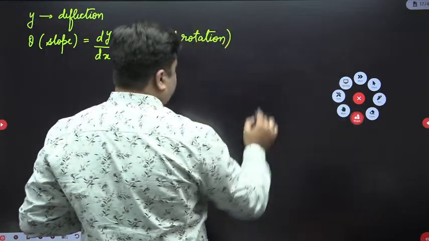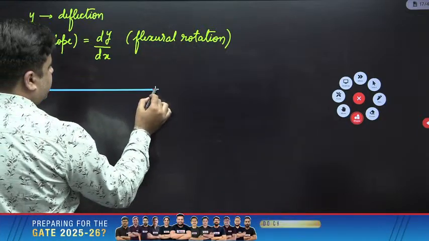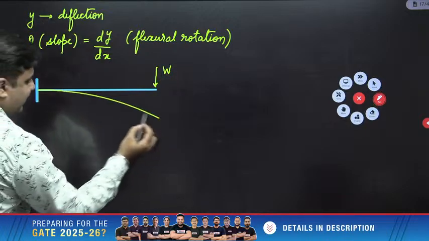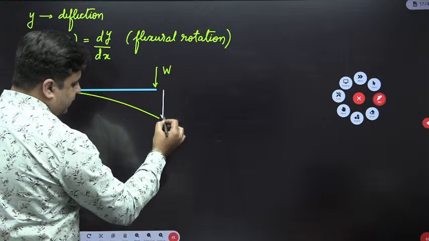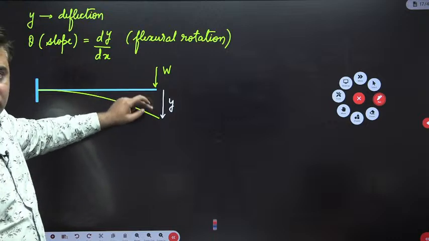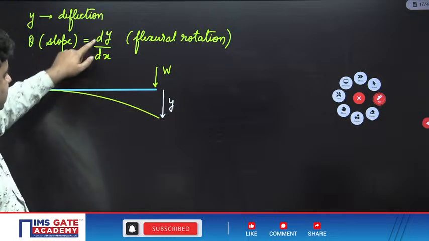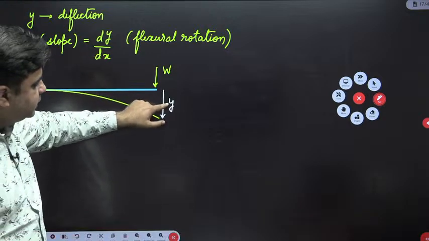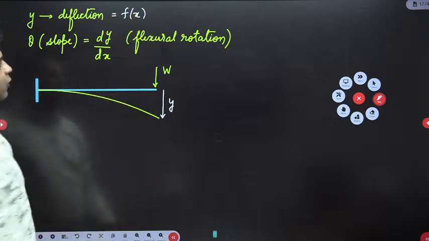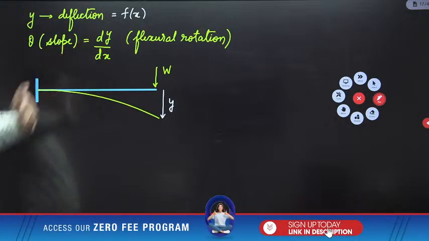Check this out. For example, if I draw one beam like this quickly, and under the application of load W, this beam deflects like this, then this is the deflection, that is, by how much the position of the beam has moved from its initial position. That is Y. The slope anywhere is nothing but dy by dx. You can see this deflection is a function of x, that is, position over the beam. Second, slope theta is equal to dy by dx.